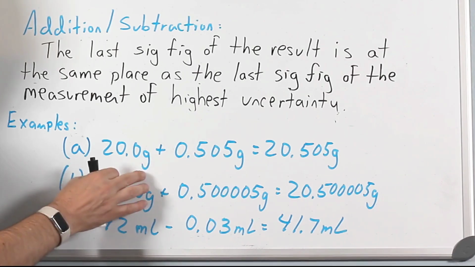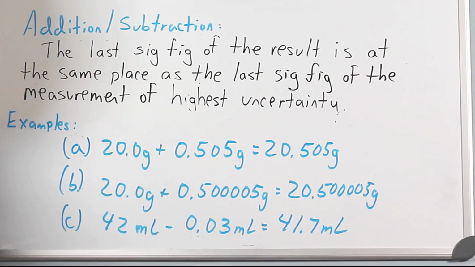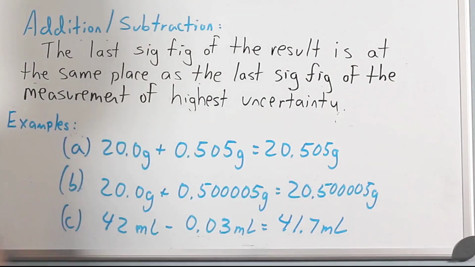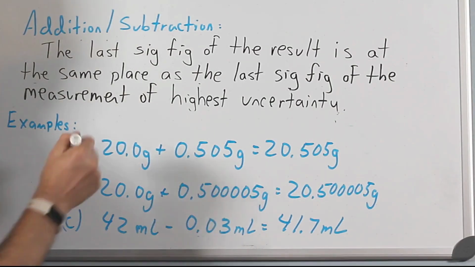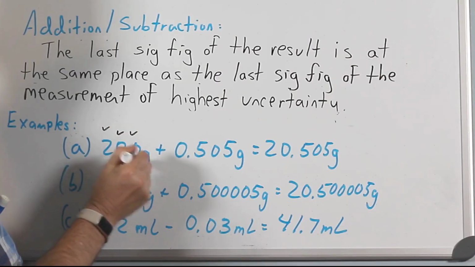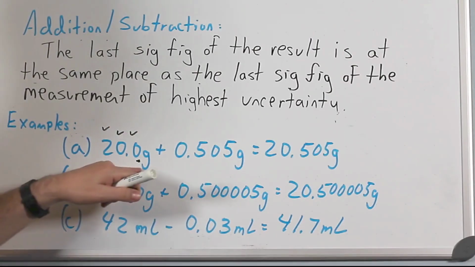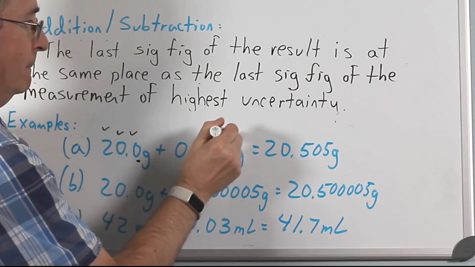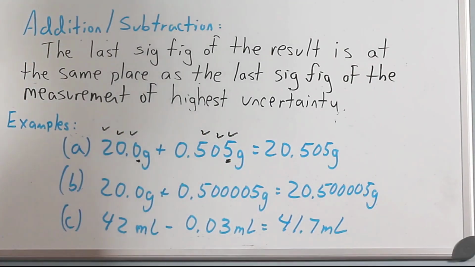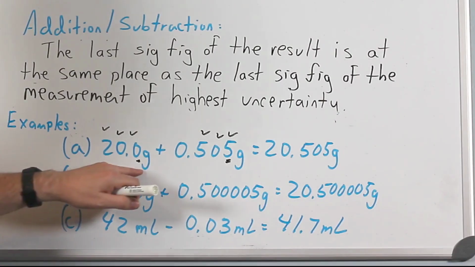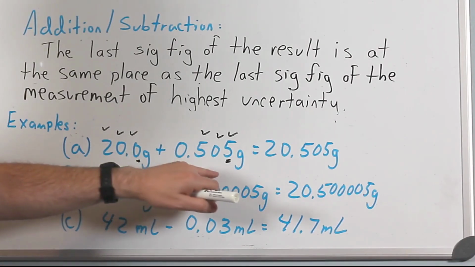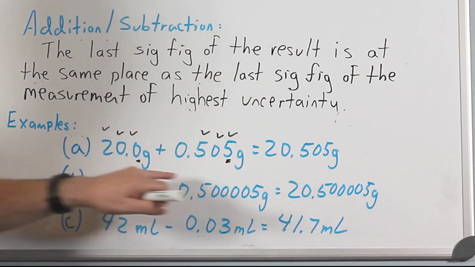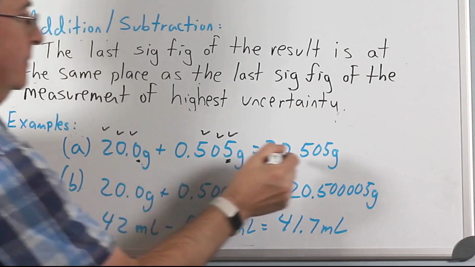We have 20.0 grams plus 0.505 grams. Our calculator gives us the answer 20.505 grams. Our first measurement has three significant figures. The last significant figure here is in the tenths place. For our second measurement, we have three significant figures as well, but our last significant figure here is in the thousandths place. The tenths place is a larger uncertainty than the thousandths place would be. So our answer is going to be limited to the tenths place as well.